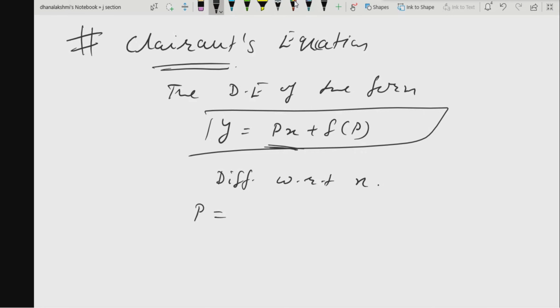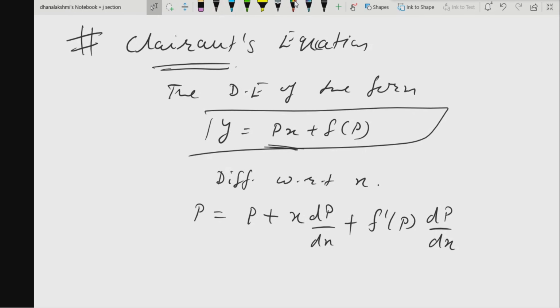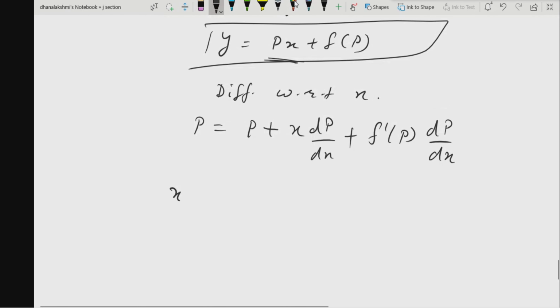Okay, and on the other side, what you will get? P as it is, differentiation of x will be 1, plus x as it is, differentiation of p will be dp by dx, plus then f of p. We don't know what f is, so its derivative you calculate, and for p it will be dp by dx. Is it or not? Yes, ma'am. So if you simplify, p and p will be cancelled out, and what you are getting? x plus f dash of p into dp by dx is equal to 0.